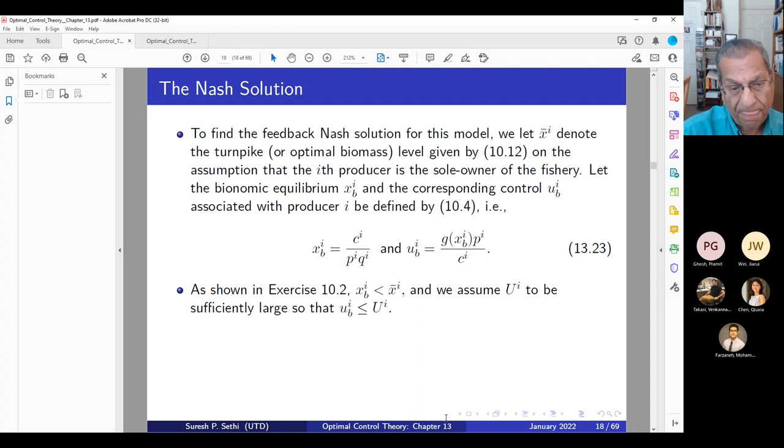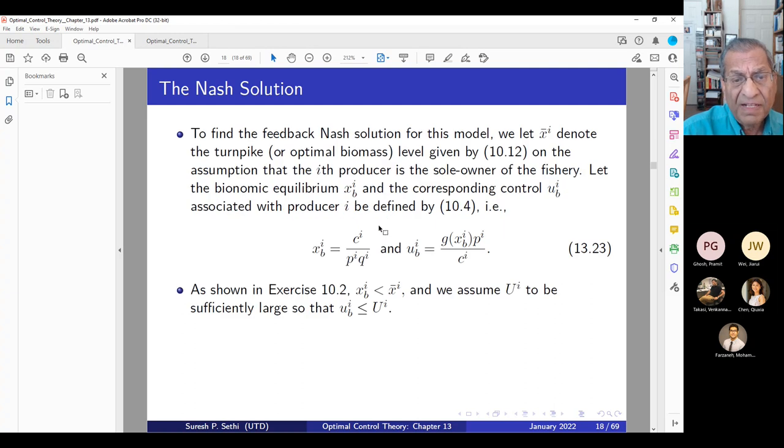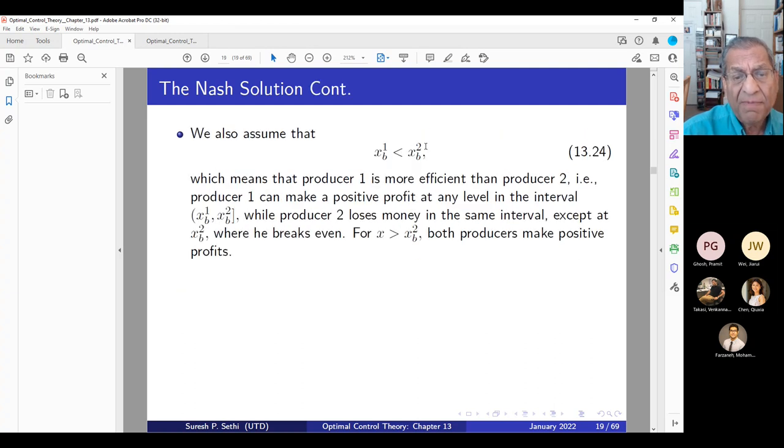So we know that. And we also assume this, that UBi is less than Ui, so that we can assume Ui to be sufficiently large. Let's assume with no loss of generality that XB1 is less than XB2. Remember, XB1 is the bionomic biomass of one guy, and XB2 is the bionomic equivalent of the second guy.